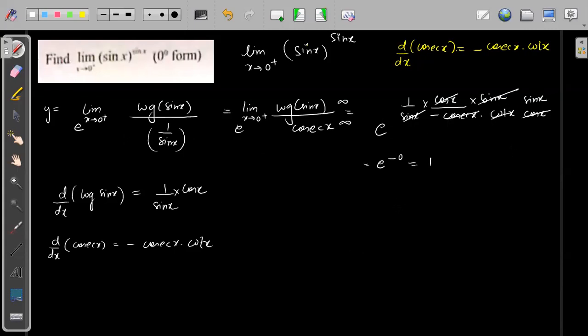Everybody understood? No, Vishnu, you cannot take sin x minus 1 because this is not tending to 1. We could have only taken that if this was tending to 1. But this is a different method of solving, by converting into L'Hopital's rule. Right? So now we know both methods.